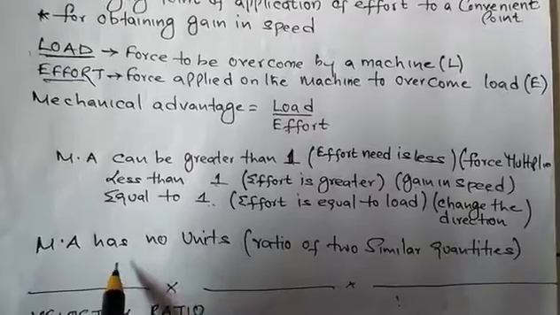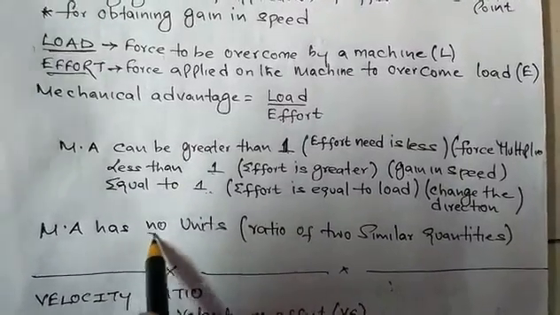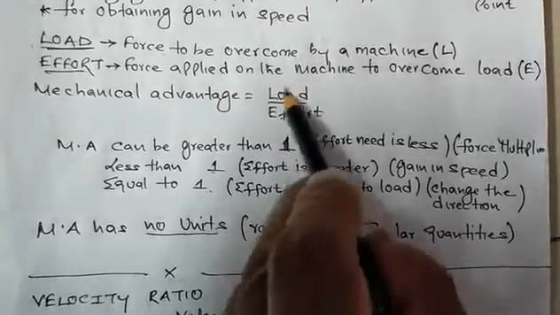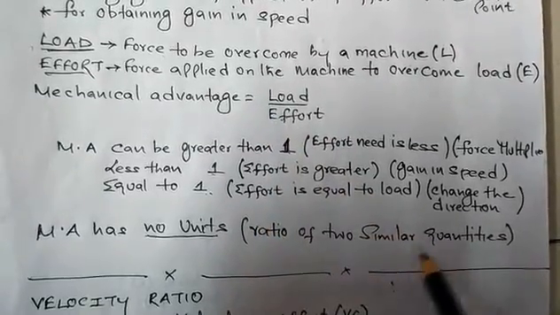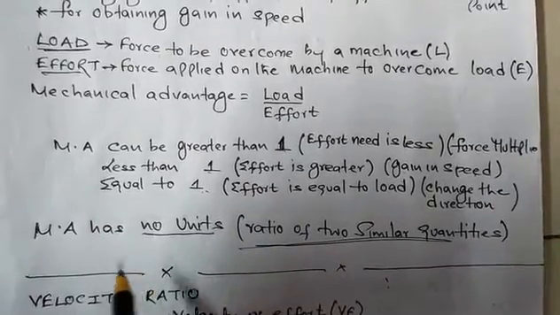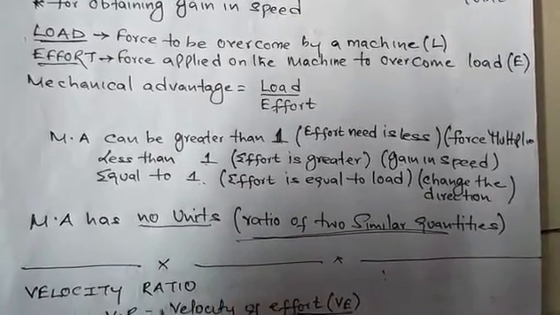Mechanical advantage, as we are seeing, has no units. Why does it not have units? Because it is a ratio of two similar quantities. So this is what you should know for mechanical advantage.